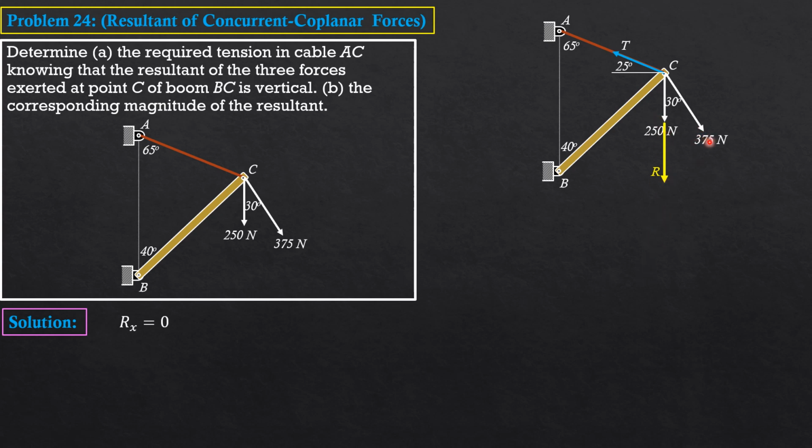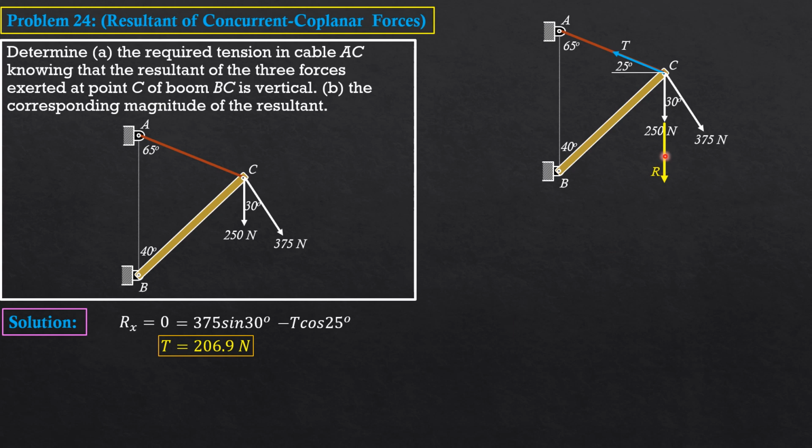And it is equal to the X component of 375, which is 375 sine of 30, then minus the X component of tension, which is T cosine of 25. The 250 Newton force has no X component. So from here, we can solve for the tension. It is equal to 206.9 Newtons.